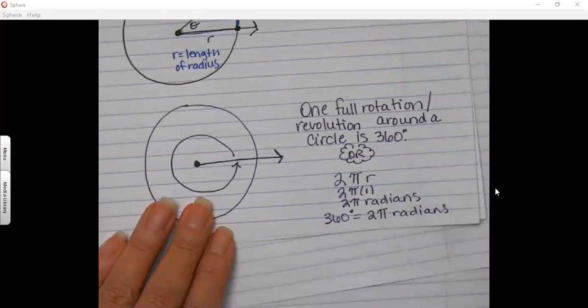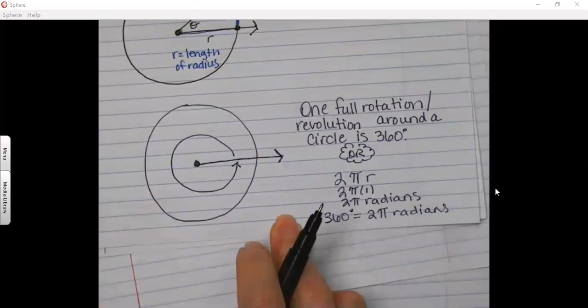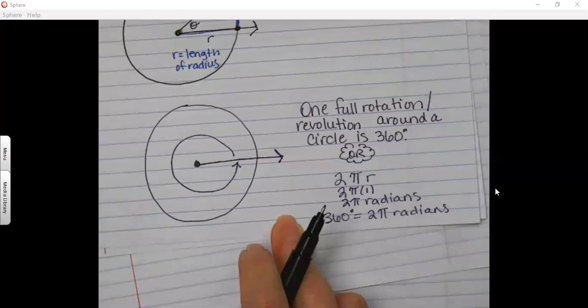This is probably weird right now. What in the world? How did you get that? I don't get this. I don't know. Just be patient. Be patient. All right, let's look at the next page.